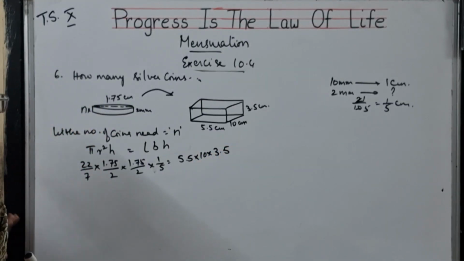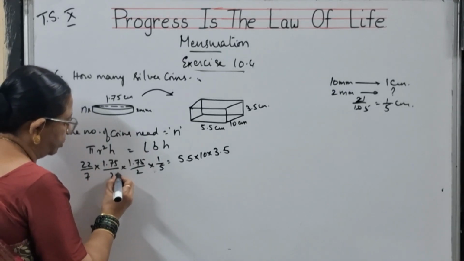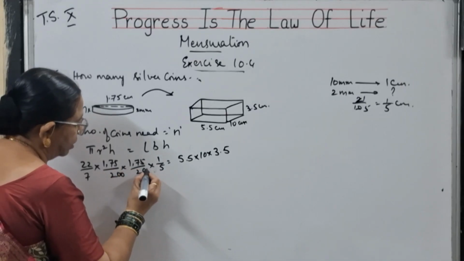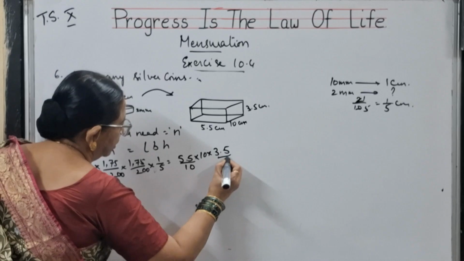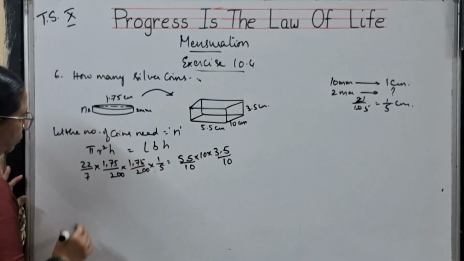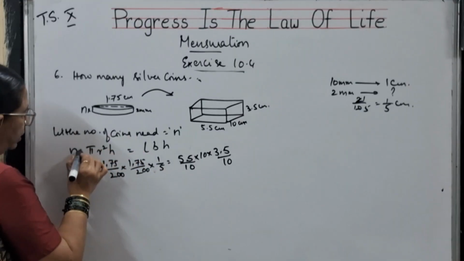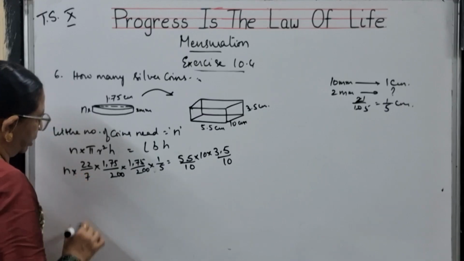Okay, so that means here, let me take 1.75 means I'll take these 2 zeros so that I can cancel this decimal. Here by 10 I can cancel, here also by 10, so that I can cancel the decimal. So I want n. So n into pi r square h. So this is also n into pi r square h.